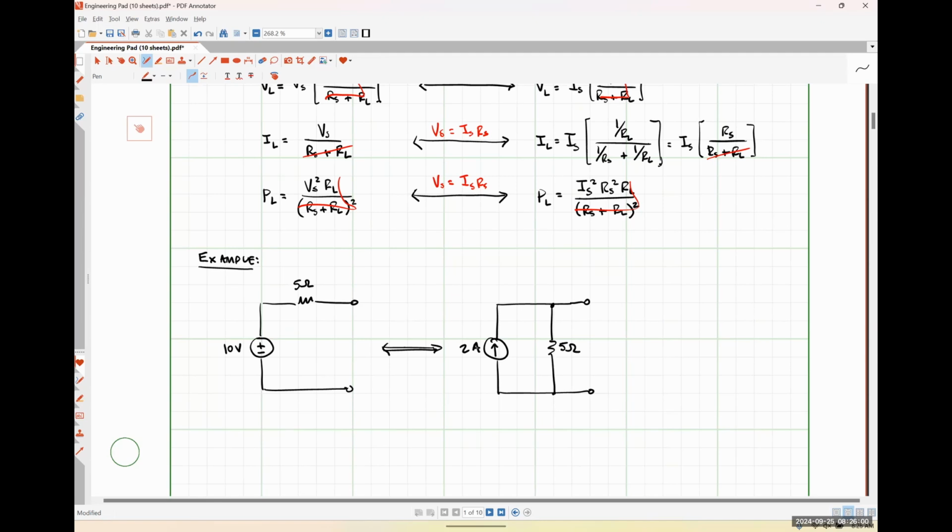The load resistance does not know whether it's connected to a practical voltage source or a practical current source. It only can tell what the voltage drop across it is, what the current flowing through it is, or what its power is. And we have just proved that under the constraint Vs is equal to Is times Rs, all of those conditions are met.